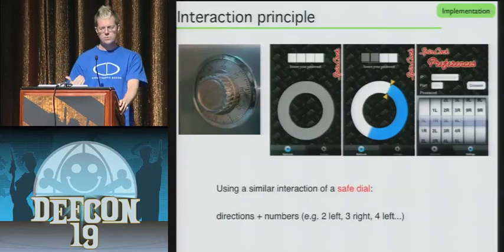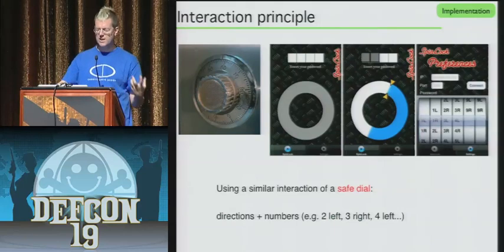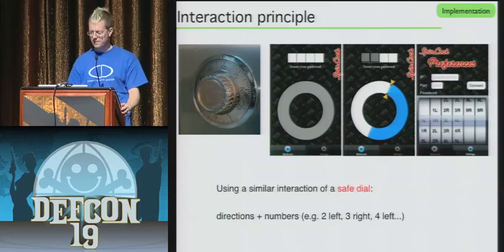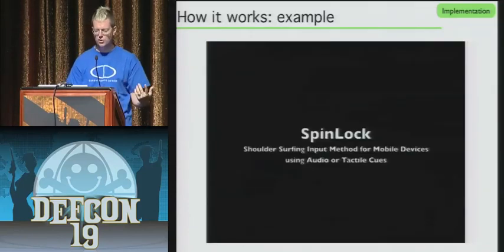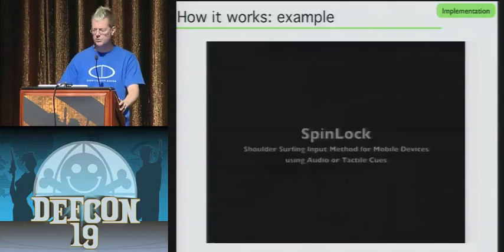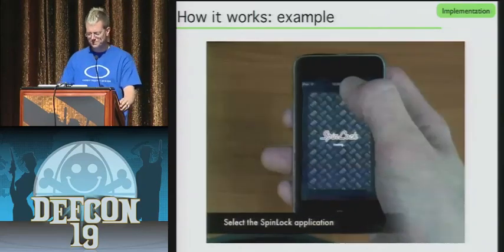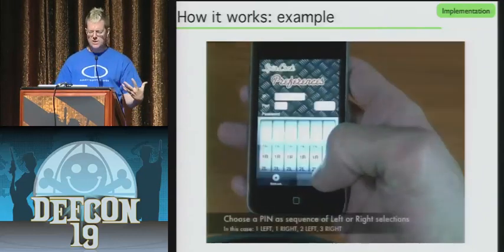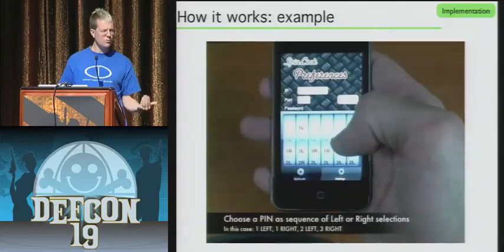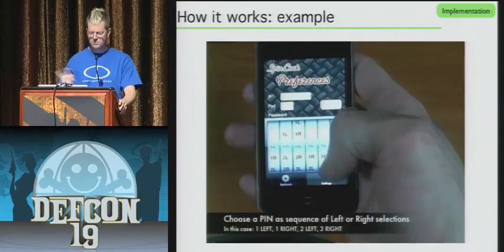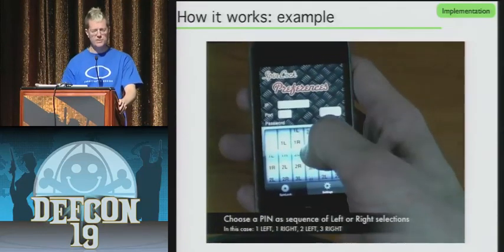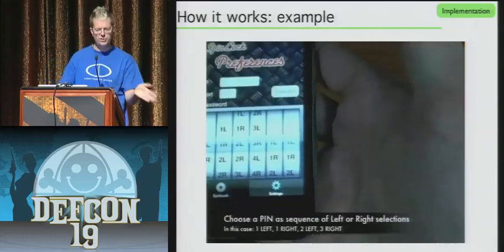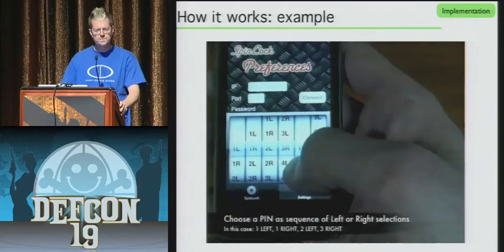So the next one is called the spin lock, which is loosely modeled on a safe dial. So instead of digits, the pin consists of movement offsets to the left or the right. So here it is using the auditory version. Again, observation protected when using headphones. And the thing is here, your password has to be stored in a way that's not your normal sequence of digits, because you have to remember if it's left or right. But it alternates one way or the other. You set up a password.